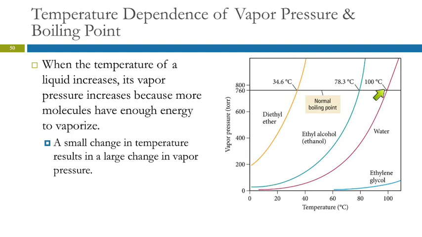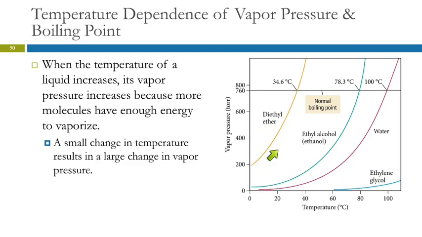When you get to 100 degrees, the vapor pressure of water is equal to normal atmospheric pressure. We'll talk about that in just a minute. Different liquids have different curves, they have different relationships. Ethylene glycol has very low vapor pressure, it's not very volatile. Diethyl ether is very volatile. It boils at 34.6 degrees Celsius, so just above room temperature.